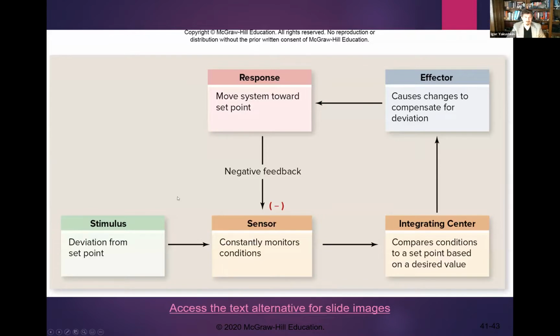So in this particular case, let's take a look. Deviation from the set point, of course, would be sensed by the sensors, and sensors are sending the information to the integrated center. From the integrated center, it will send to the effector, and then the response will occur. So in this particular case, let's say the sensor senses that my temperature is too high. It will send the signals, and the integrated center will send the information to the effector to compensate negatively. If my temperature is too high, it will not send signals to start increasing the temperature. It will send signals to decrease the temperature, right?